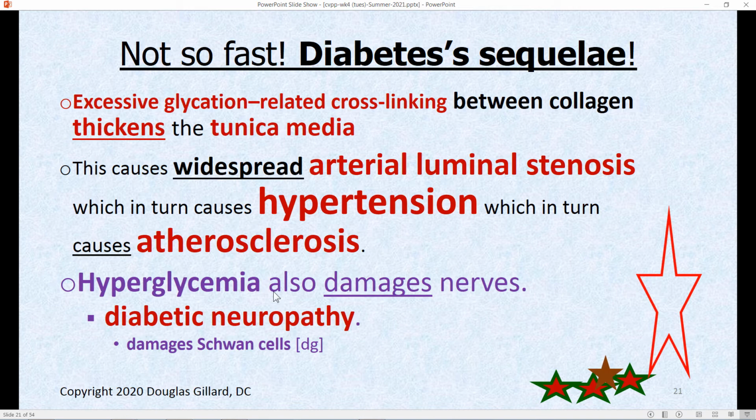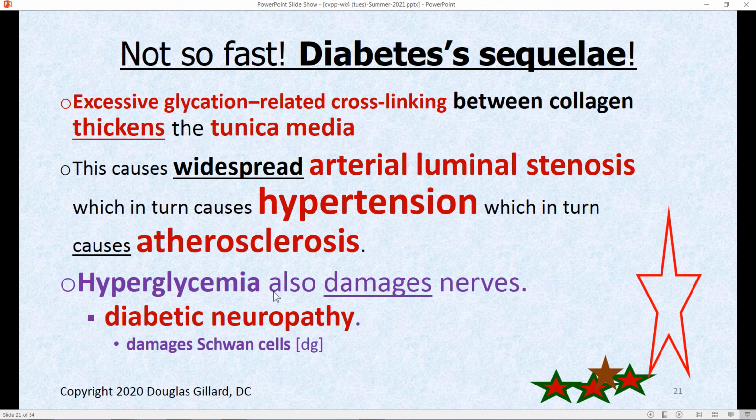makes the tunica media so thick and so strong that it can start to narrow the lumen size. And therefore, if you start narrowing the lumen, the heart's got to muscle up to pump through that, and you're going to have hypertension because of that. Hypertension will lead to atherosclerosis, which will lead to more hypertension. So you get that vicious circle.